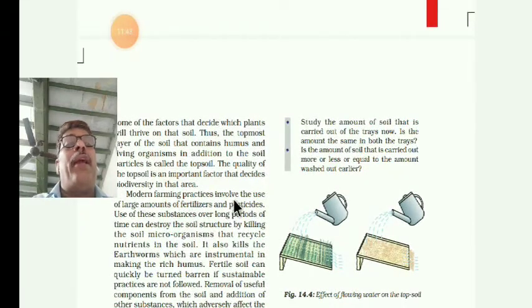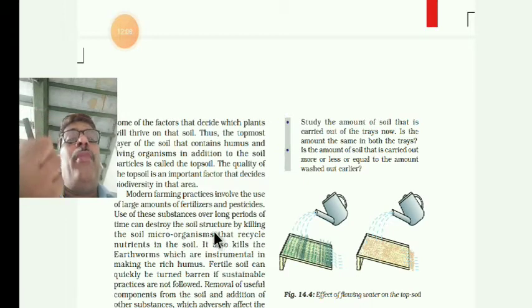Modern farming practices involve the use of large amounts of fertilizers and pesticides. Pesticide means spraying insect medicines on the plants. The use of these substances over a long period of time can destroy the soil structure by killing the soil microorganisms. Many microorganisms live in the soil, so they will die, and the recycling of nutrients in the soil will not take place.